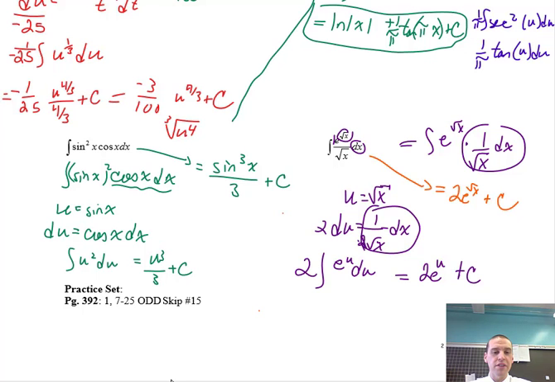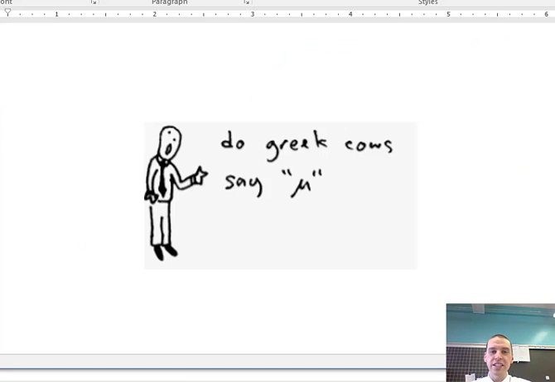The math joke of the day is right here. The Creek cows say mew.